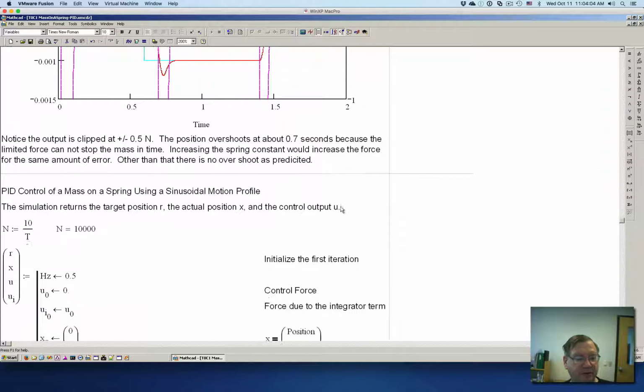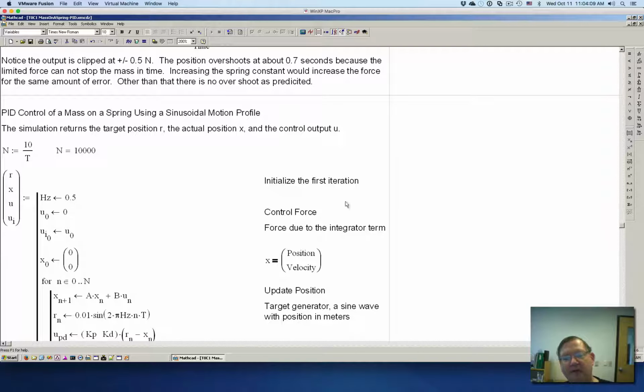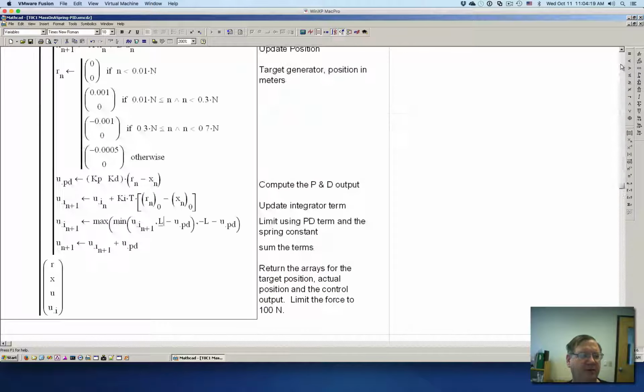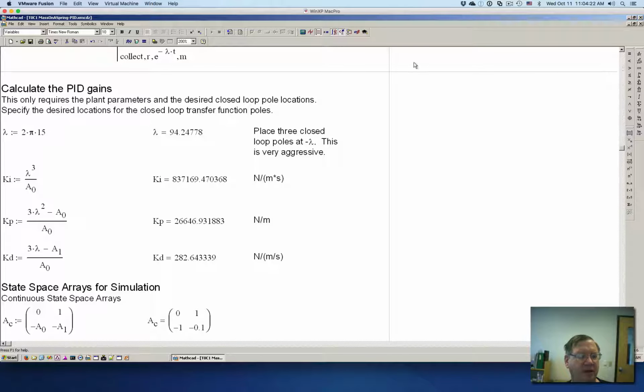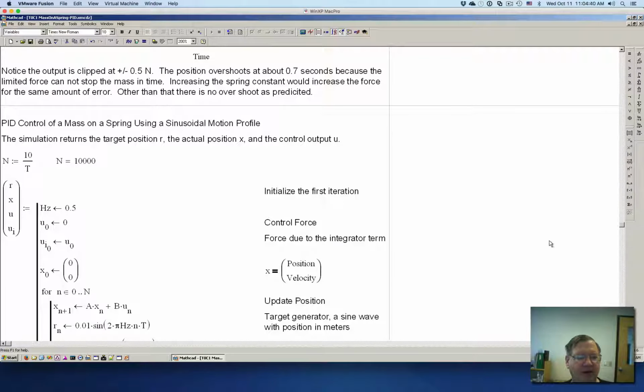So, let's continue on. Let's look at a sinusoidal motion profile. Now, up above, I didn't make this clear, I set the minus lambda to minus 15 hertz, I believe. Let's see what I did. Go back up. Yeah, minus 15 hertz. So I got 3 poles at minus 15 hertz. And that's pretty extreme because the natural frequency of the system is only, like I said, less than 1/6 of a hertz. So let's go back down to the sine wave.